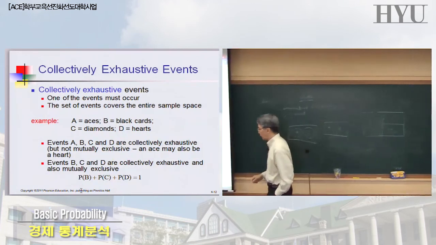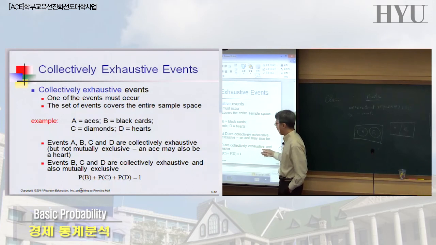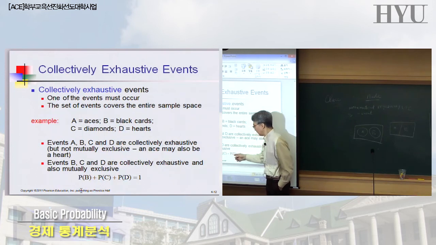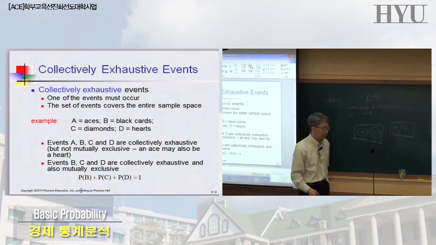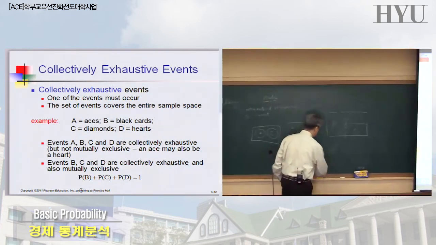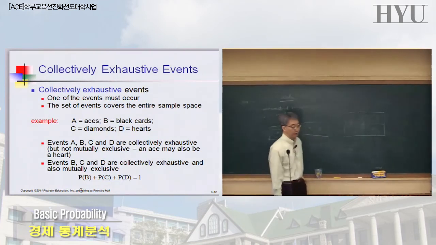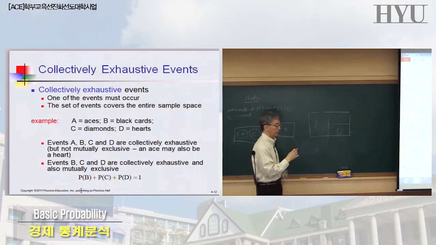One last comment here. In case some events are both collectively exhaustive and mutually exclusive, then when you add up the probabilities of all those events, it will be exactly 1. We have B, C, D. Those three events are collectively exhaustive and mutually exclusive, and they cover the entire sample space. So that's 100%, or a probability of 1. No less than 1.